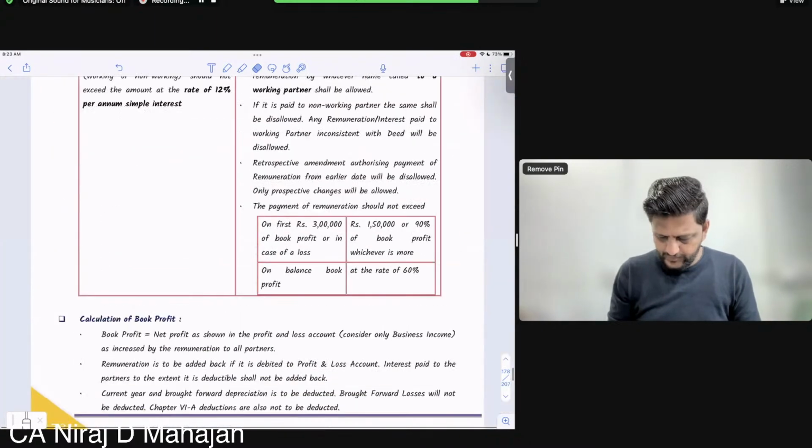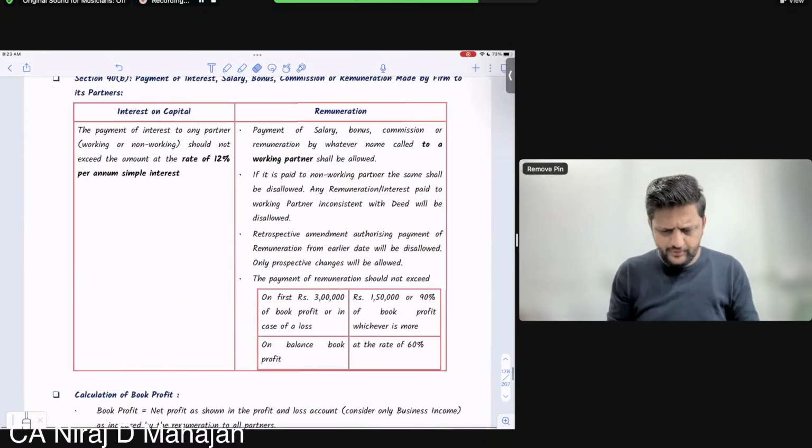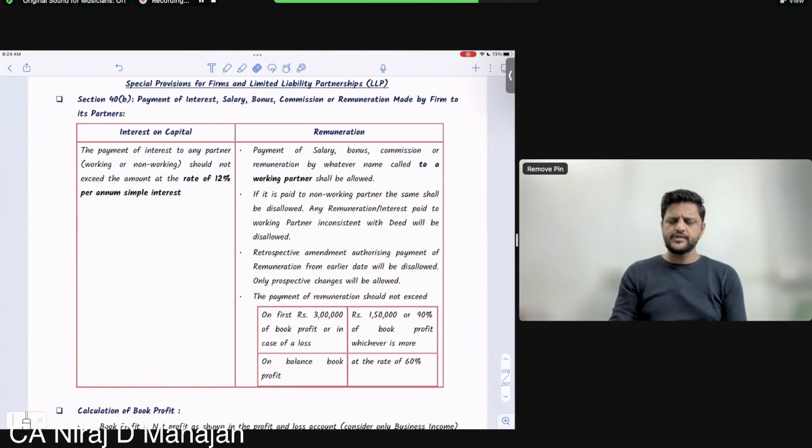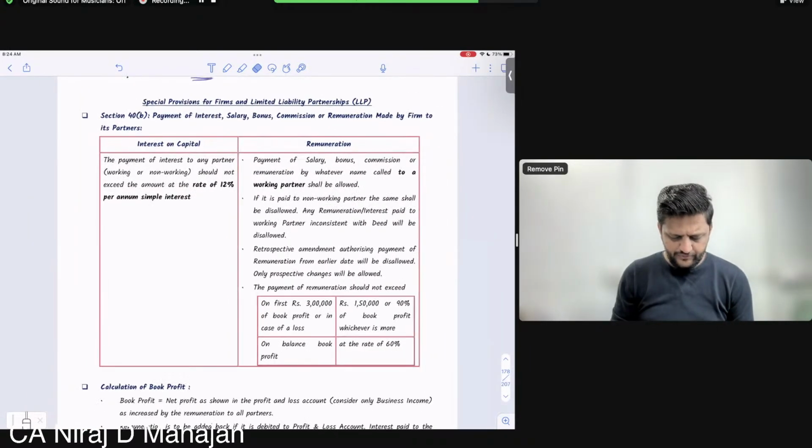Come to 7.34 and read the first table. Special provisions for firms and LLP. Everyone there? 7.34.